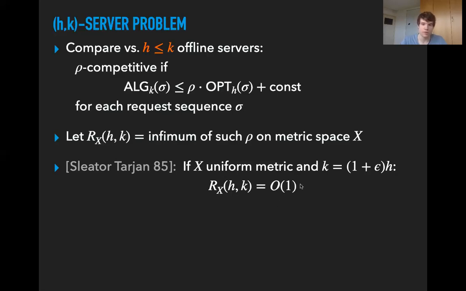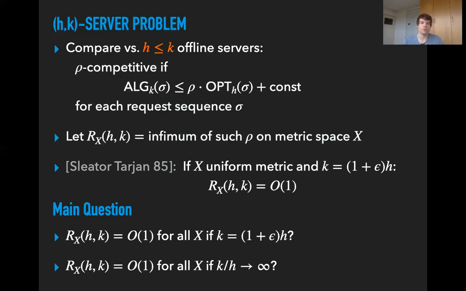Of course, this constant depends on epsilon, but it does not depend on k and h anymore. So the competitive ratio drops from k to a constant by only slightly increasing the number of online servers. And this really shows the power of this resource augmentation setting.